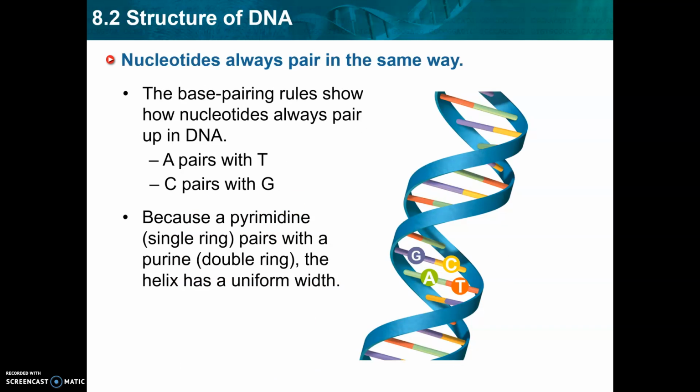Nucleotides will always pair the same way. A summary of base pairing rules are as follows. Adenine will always pair with thymine, and cytosine will always pair with guanine. That is to say, a pyrimidine will always pair with a purine. This is why the double helix is of a uniform width.